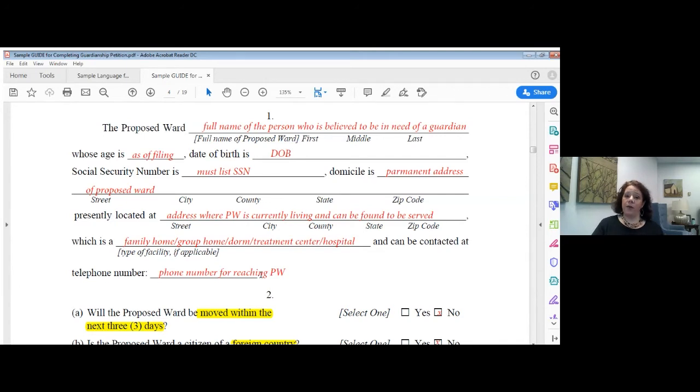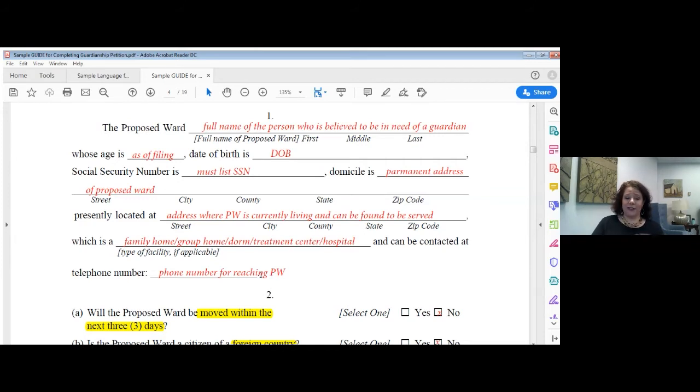So you just provide the address where they can be found and can be served, and then also describe where that is. Is that the family home? Is it a group home, a dormitory, a treatment center, something? So you just put whatever it is there, and then also a telephone number for reaching the proposed ward. And a lot of times my clients' children don't have their own phones, or they have a home phone, so you can just put whatever phone is going to be appropriate and closest to getting in touch with the ward.